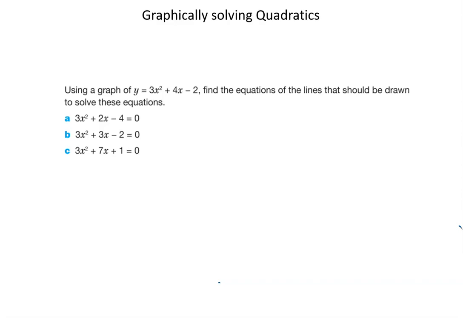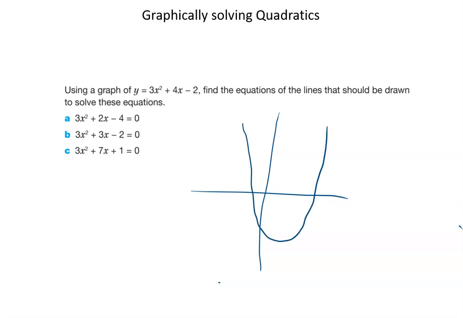Hello, and this time we're looking at how to solve quadratics using a graphical method, but the one that we're trying to solve isn't necessarily the one that we've been asked to draw. So for example, if they said 3x squared plus 4x minus 2, to draw it, obviously you draw neater axes than this, then you might draw it and it might look like this.